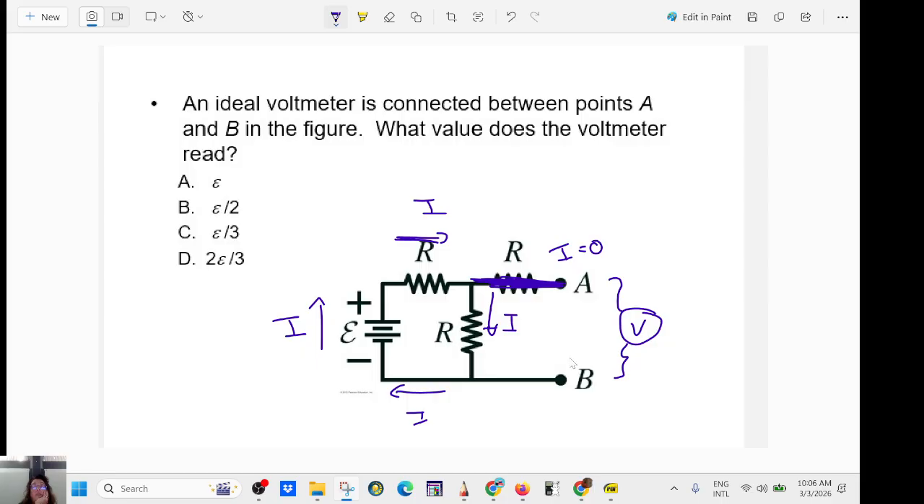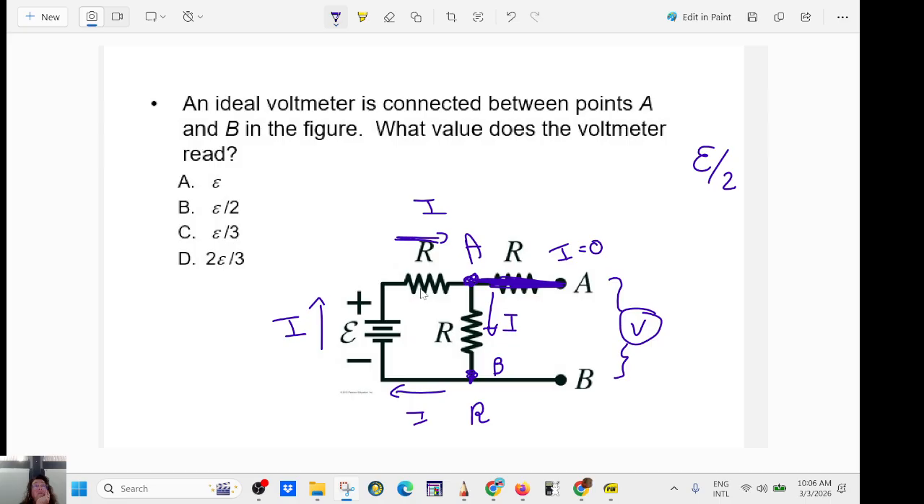So the voltage drop between A and B will be equal to the voltage drop here, because we say the connecting wire has no resistance, so there is no voltage drop. So it's just a wire here. Right? So what do you think the voltage drop will be between A and B? B, very good. Right?